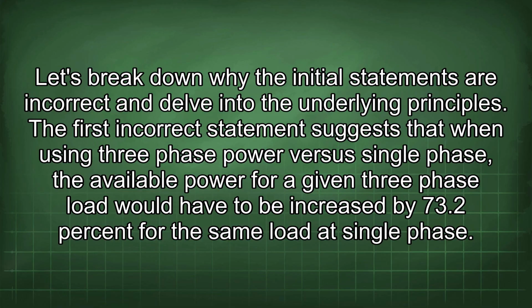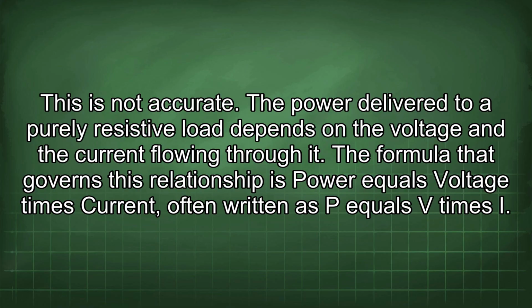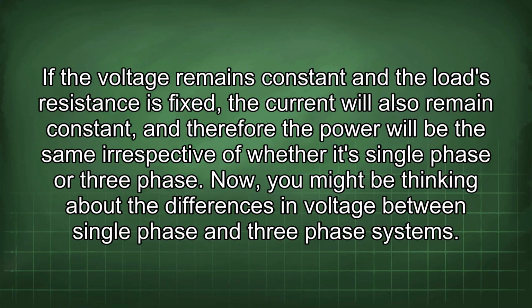The first incorrect statement suggests that when using three-phase power versus single-phase, the available power for a given three-phase load would have to be increased by 73.2% for the same load at single-phase. This is not accurate. The power delivered to a purely resistive load depends on the voltage and the current flowing through it. The formula that governs this relationship is power equals voltage times current, often written as P equals V times I. If the voltage remains constant and the load's resistance is fixed, the current will also remain constant, and therefore the power will be the same irrespective of whether it's single-phase or three-phase.